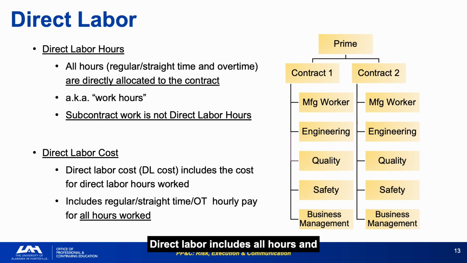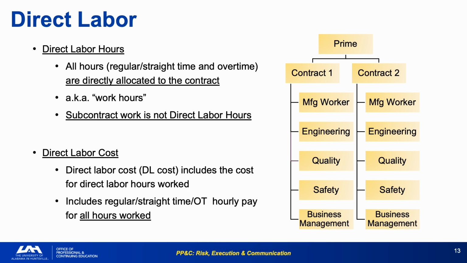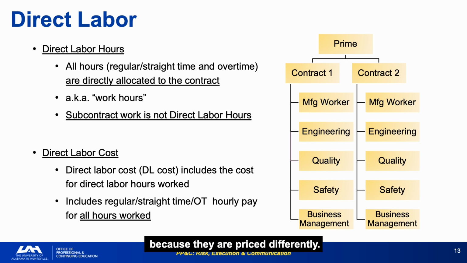Direct labor includes all hours and costs, regular time, and overtime that can be directly allocated to the contract. Subcontract work is explicitly excluded and appears as a separate line item. Both hands-on technical work and supervisory hours are direct labor. The distinction that matters for analysis is not between types of direct work, but between direct and indirect labor, because they are priced differently.